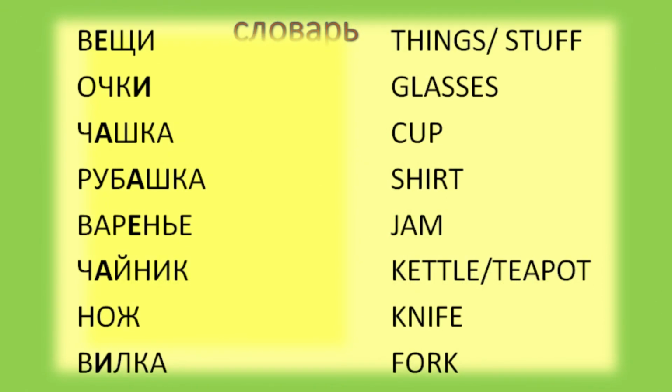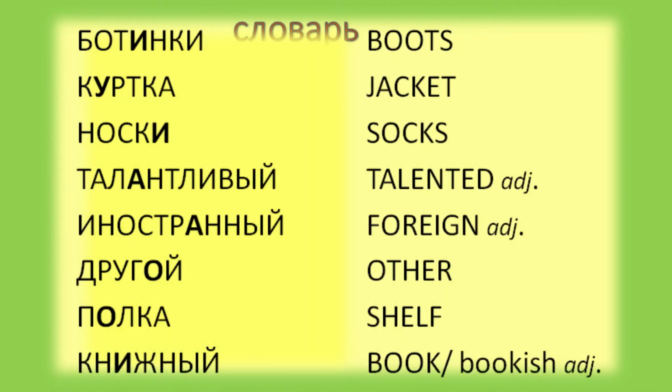Вещи, things or stuff. Очки, glasses. Чашка, cup. Рубашка, shirt. Варенье, jam. Чайник, kettle or teapot. Нож, knife. Вилка, fork. Ботинки, boots. Куртка, jacket. Носки, socks.